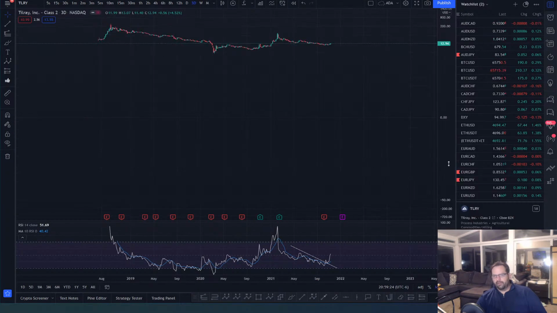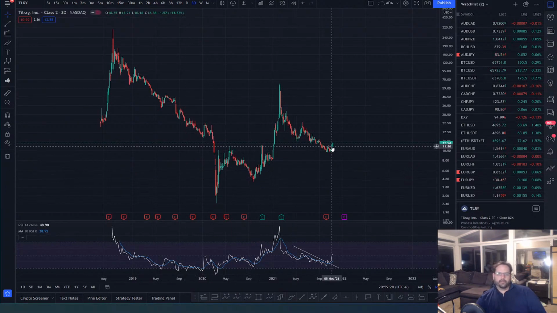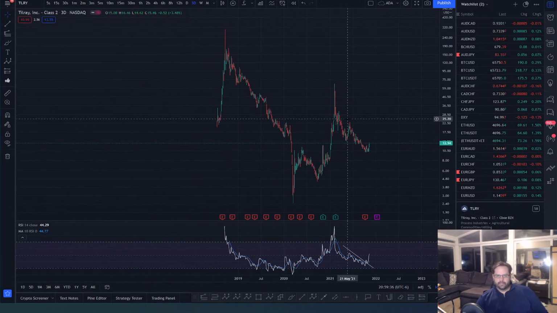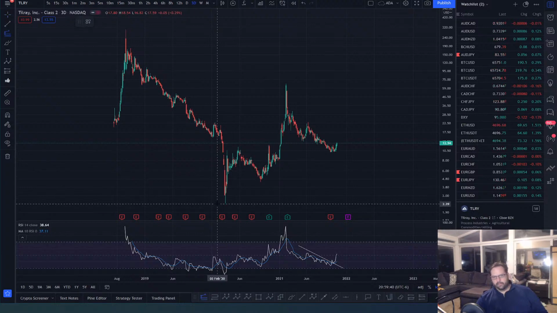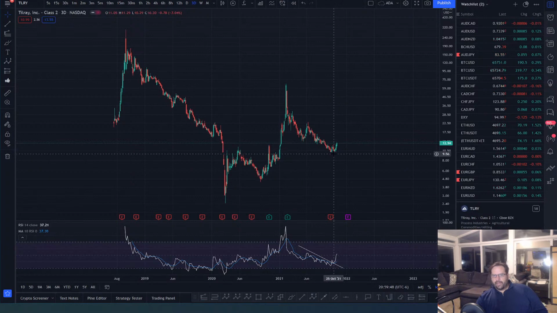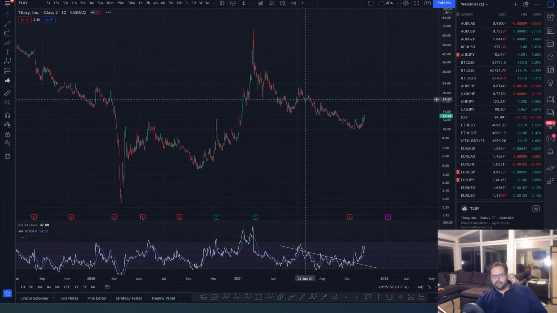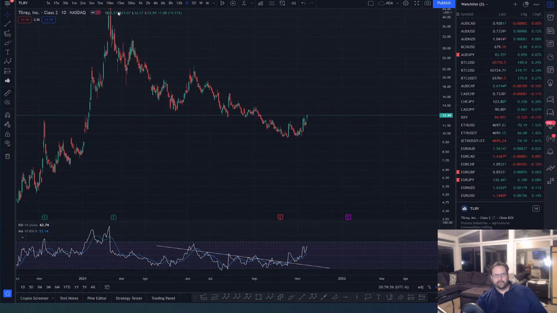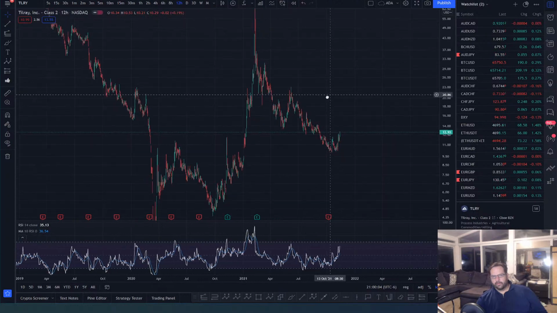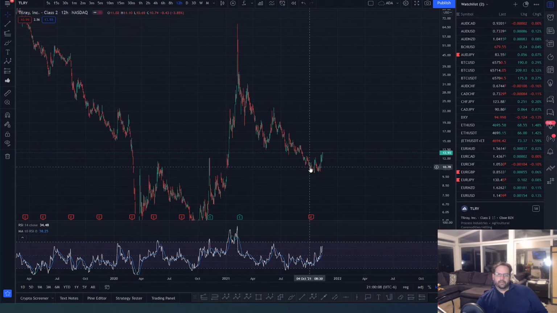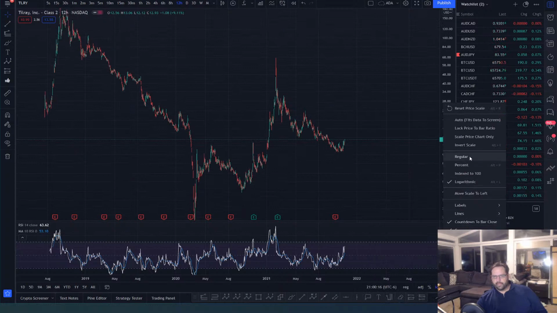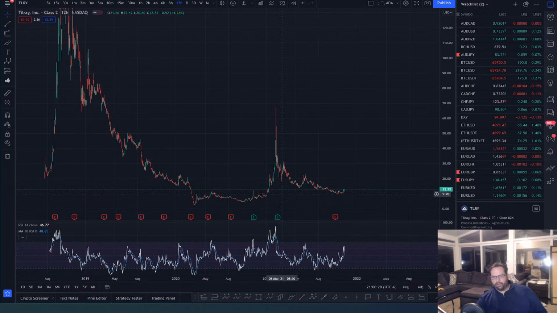Let me put it on log scale here. 3 up, 3 down. It's a nice 3-wave move. Looks like a 3-wave correction. Let's go to the daily. Hard to tell where this is going to come back, but it's come back pretty deep. It's found support at the top of these waves.